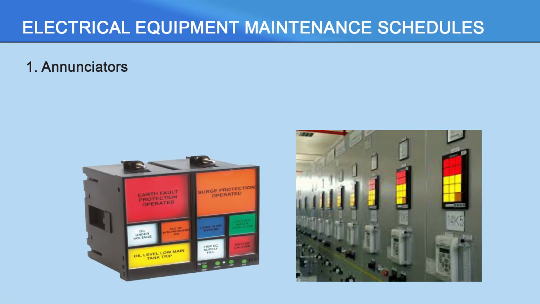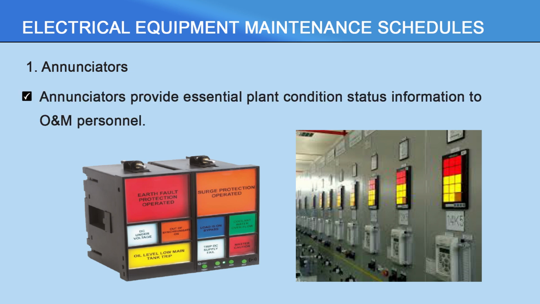Now let us discuss the electrical equipment maintenance schedules. Starting with the first equipment, annunciators. Now what is an annunciator? Annunciators provide essential plant condition status information to operation and maintenance personnel. The figure shows a typical picture of an annunciator, and these annunciators are placed in the control panels of the generation unit, the transmission unit, or the distribution unit.